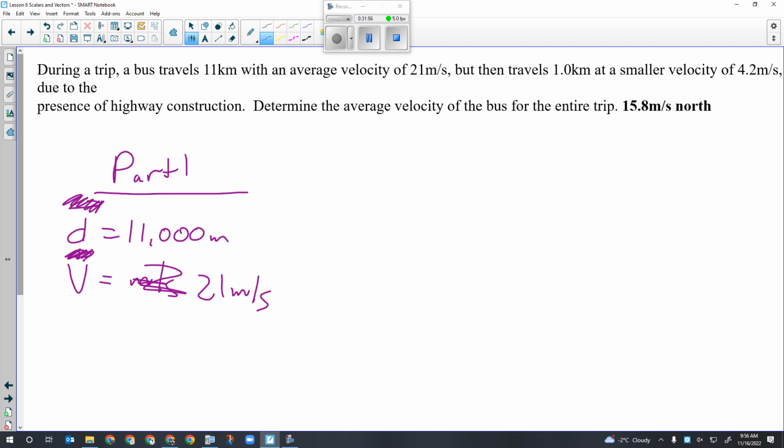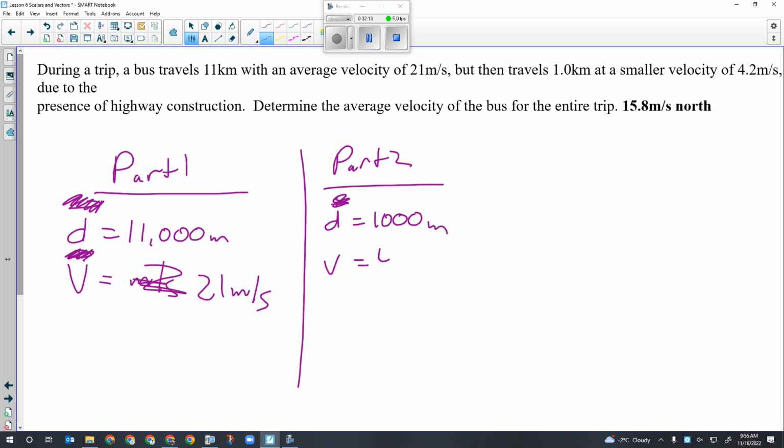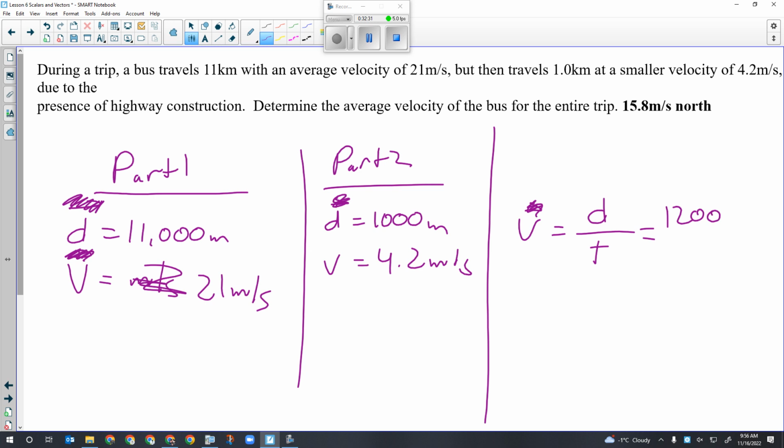All right, so I've got a distance and a speed, and I have the same thing for part 2. It's only 1 kilometer, which is 1,000 meters, and the speed for that part is 4.2 meters per second. If I want to calculate the average velocity of the bus for the entire trip, it would actually be average speed because I have no idea what direction anything is going. I need total distance and total time. Total distance is right there. It's 12,000 meters. Do I have the time for either part?